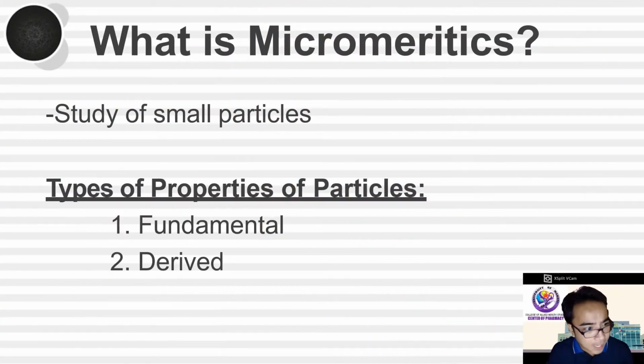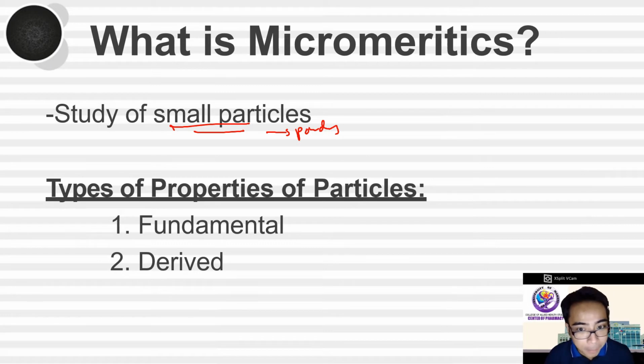So first and foremost class, let's discuss what is micromeritics. Micromeritics, class, is simply the study of small particles. Alam naman natin class, di ba, that majority of our pharmaceutical products are in their powder form. And powders class are generally small particles. Kaya madalas na pinag-aaralan sa micromeritics would be drug molecules or any molecule, usually in their powder form.